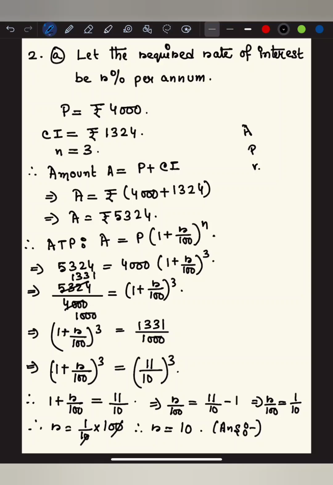So when powers are equal, then bases are also equal. Therefore we can say that 1 plus r by 100 equals 11 by 10, which implies r by 100 equals 11 by 10 minus 1, or r by 100 equals 1 by 10. Therefore r equals 1 by 10 into 100, that is 10. Therefore our rate percent will be 10. Our rate of interest will be 10% per annum, which is our answer. Got it?